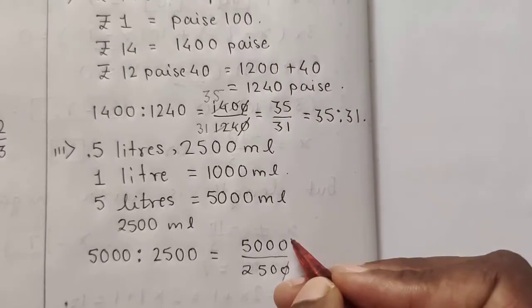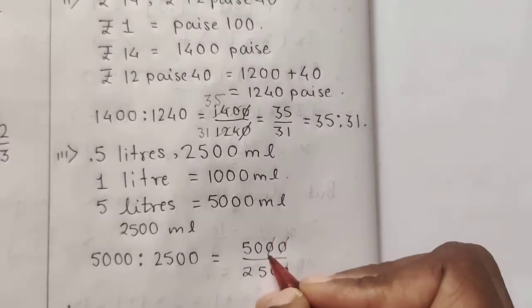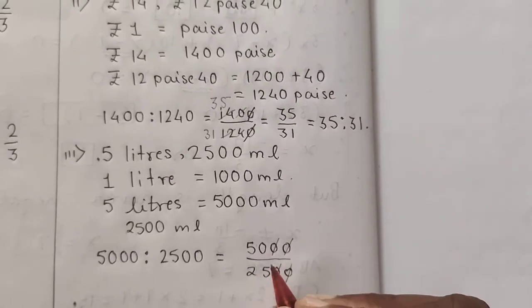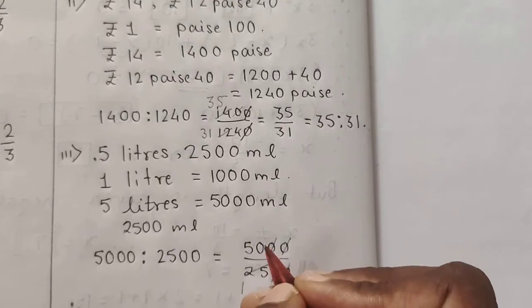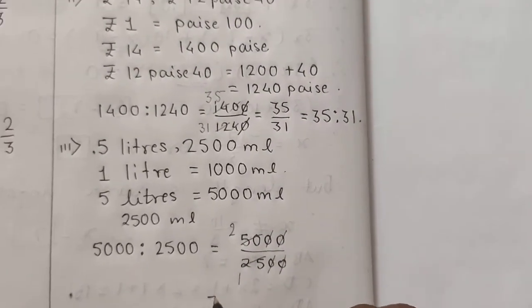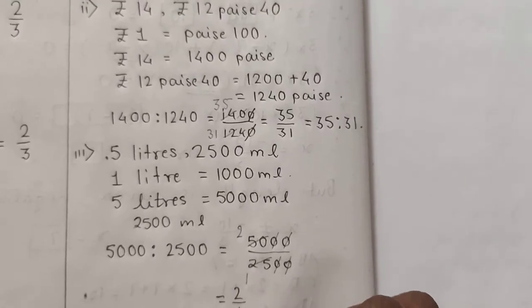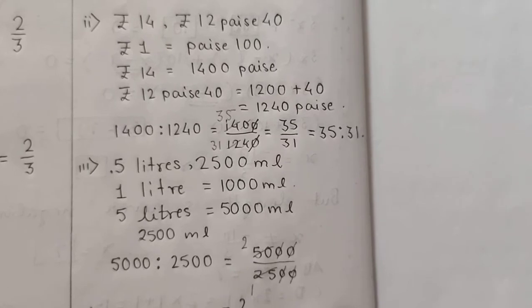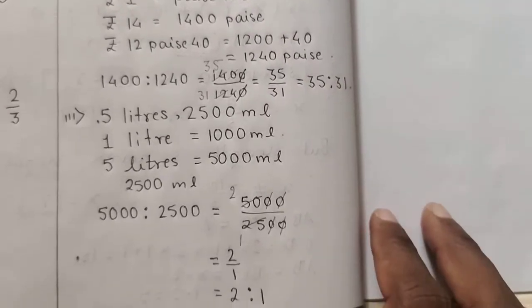So this is very simple. Cancel out 1 zero, again 1 zero. Now see, this is 25, this is 50. So you all know that 25 1s are 25 and 25 2s are 50. So easily you are going to get here 2 upon 1, that is 2 is to 1 is your final answer. Okay, so this was very simple.